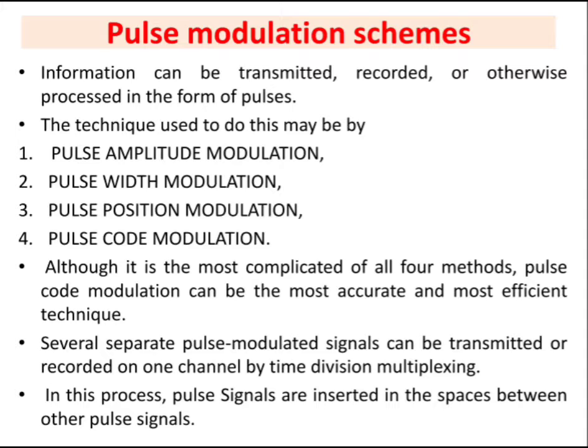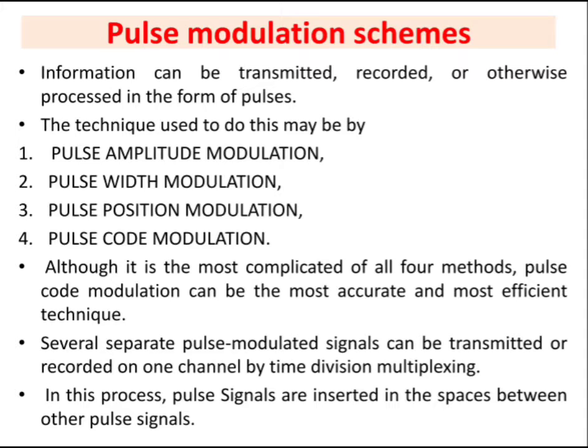Although it is the most complicated of all 4 methods, pulse code modulation can be the most accurate and most efficient technique. Out of these 4, pulse code modulation is the more accurate and more efficient technique. Several separate pulse modulated signals can be transmitted or recorded on one channel by time division multiplexing. In this process, pulse signals are inserted in the spaces between the other pulse signals.